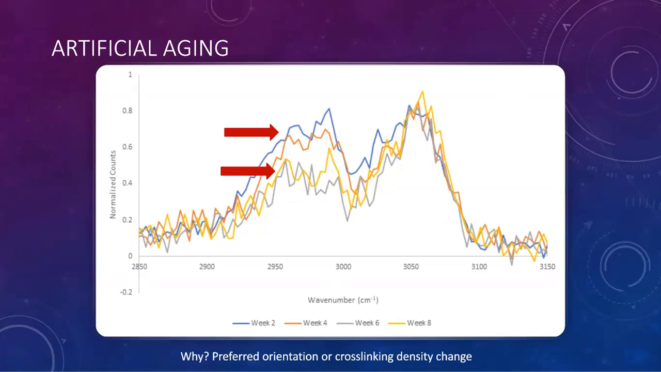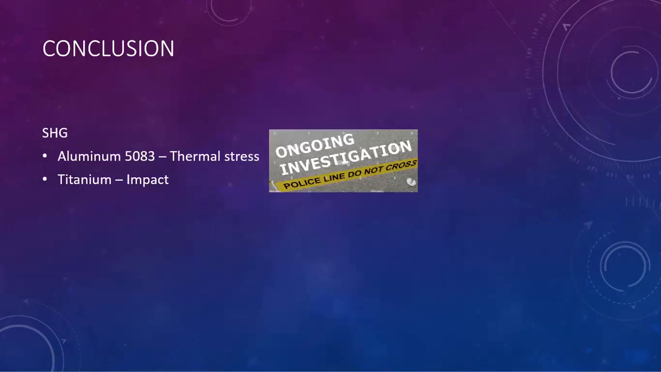So why? This was very recent. They're still working on it now. We think that some preferred orientation may be happening as it ages, or some cross-linking density is changing that's giving us different responses. But that is what we did.